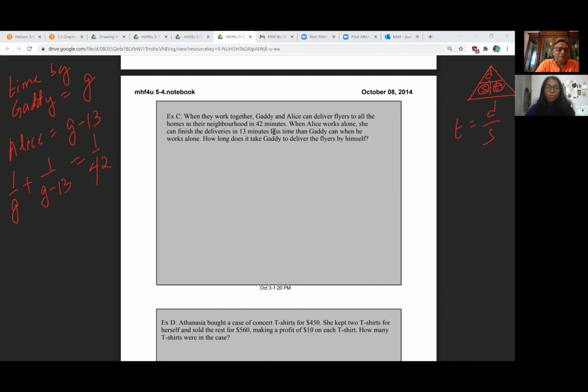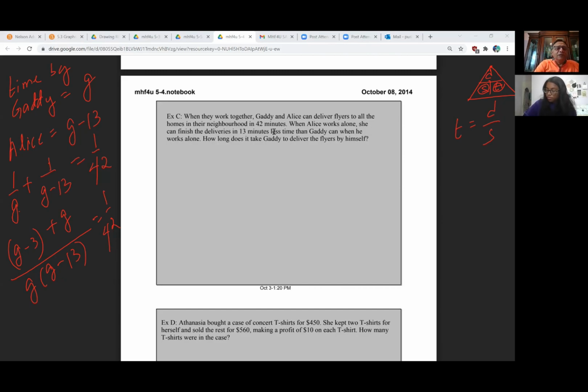So first we can multiply the denominators to the numerators. So g minus 13, we have a common denominator here, right? We'll multiply this and this by g, plus g. And we have a common denominator of g times g minus 13, correct? Equals 1/42, clear?